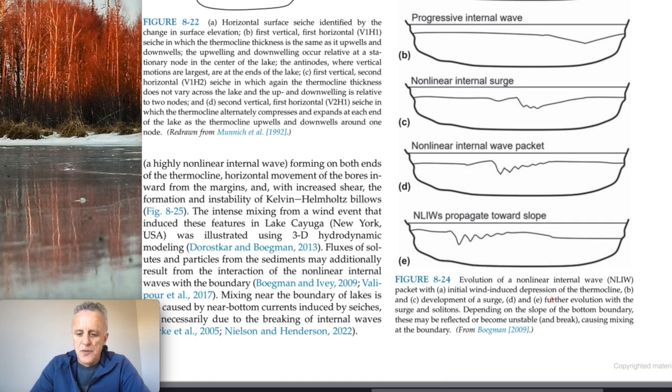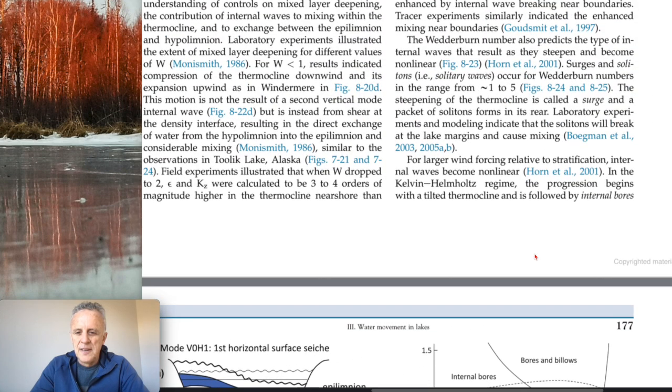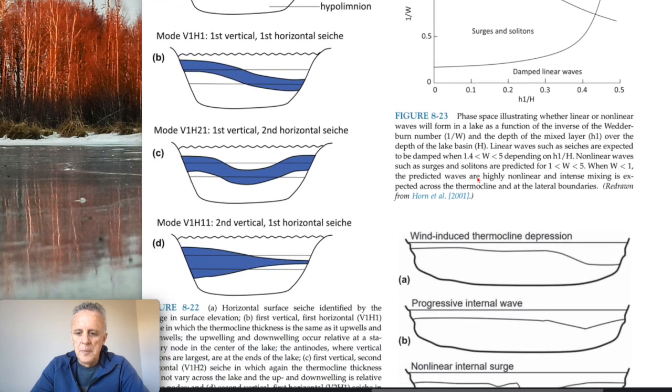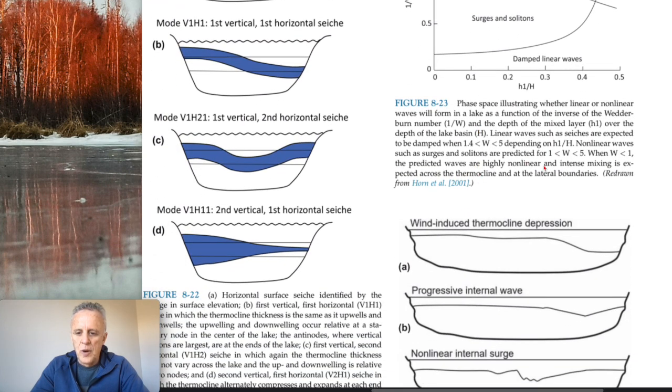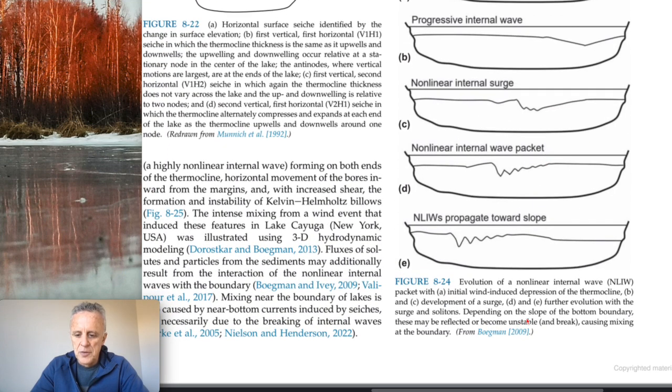And D and E, further evolution with the surge and solitons. And solitons are like solitary waves. I believe that's how they define that. Yeah, solitary waves. And so depending on the slope of the bottom boundary, these may be reflected or become unstable and break, causing mixing at the boundary.